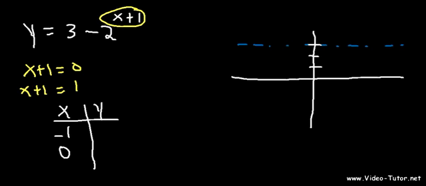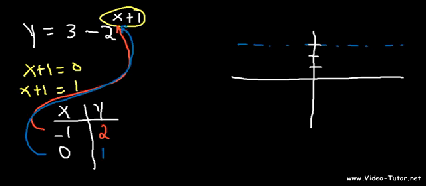Then plug those numbers back in. If we plug in -1 for x, -1 plus 1 is 0. 2 to the 0 power is 1. 3 minus 1 is 2. Now, if we plug in 0 for x, 0 plus 1 is 1. 2 to the first power is 2. 3 minus 2 is 1.